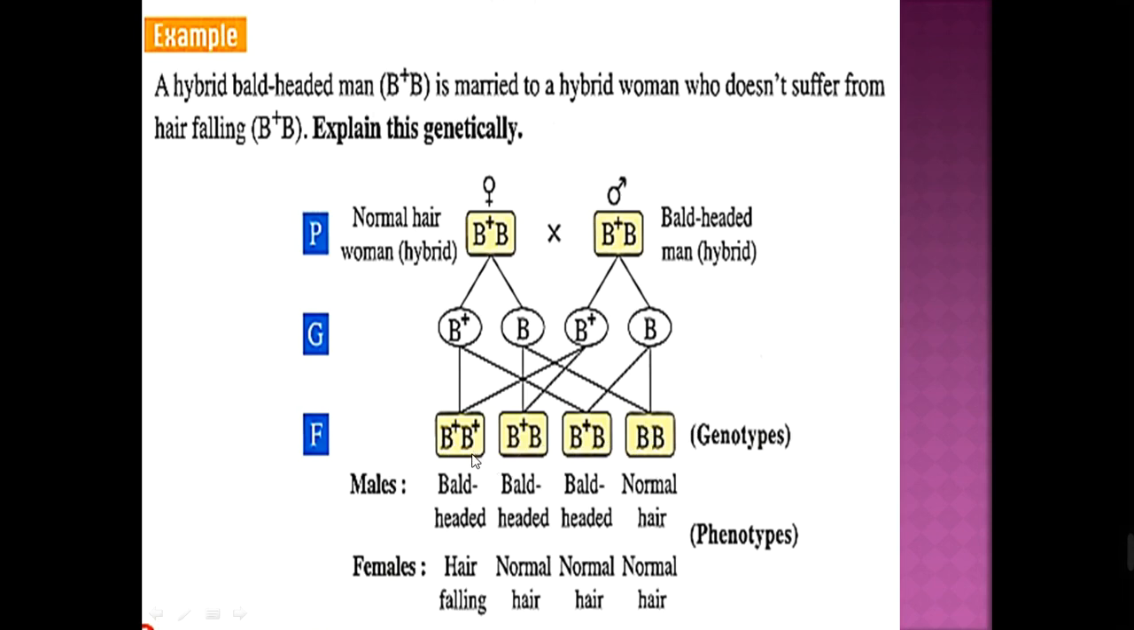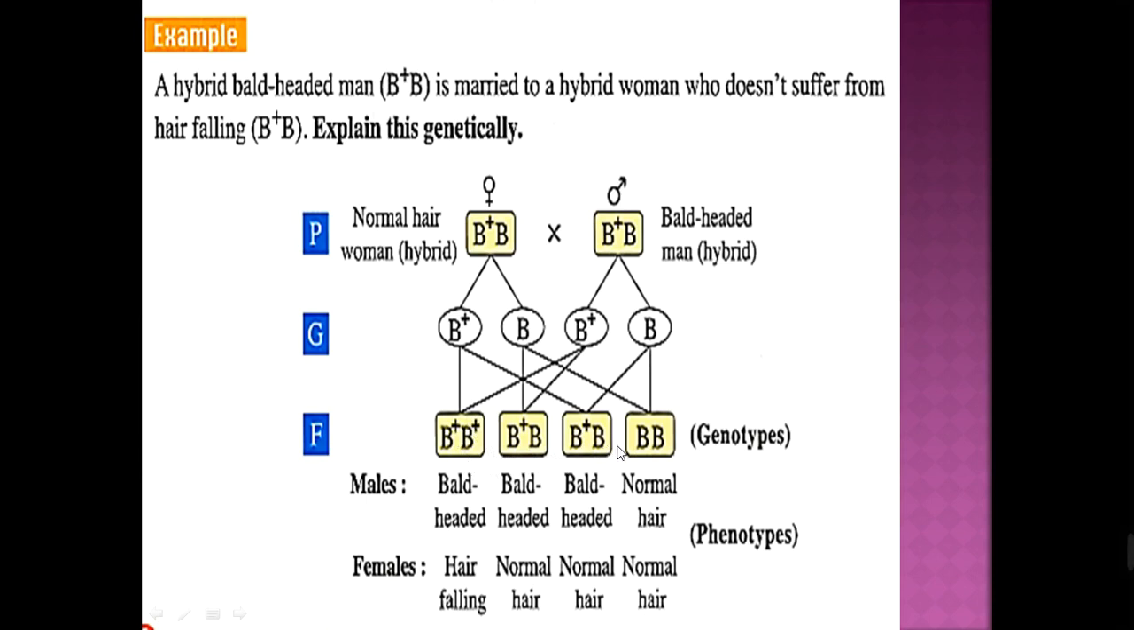But if we are talking about the females, 2 plus is enough to cause hair loss, 1 plus is not enough, 1 plus is not enough, and there is no plus here, so she's a normal hair female. The 3 genotypes are normal hair females, but this one is a hair falling female. So the genotype here is different between males and females.